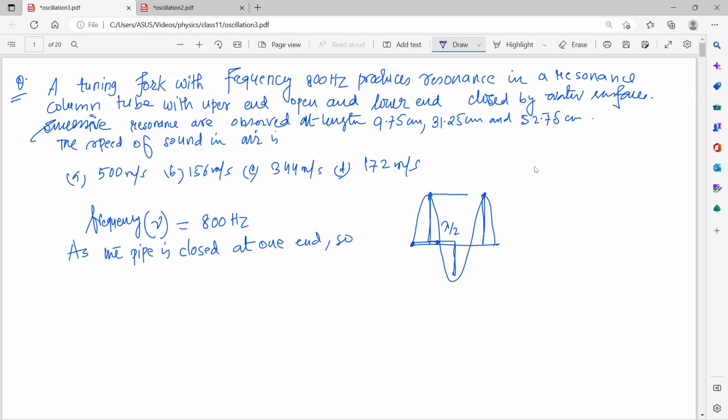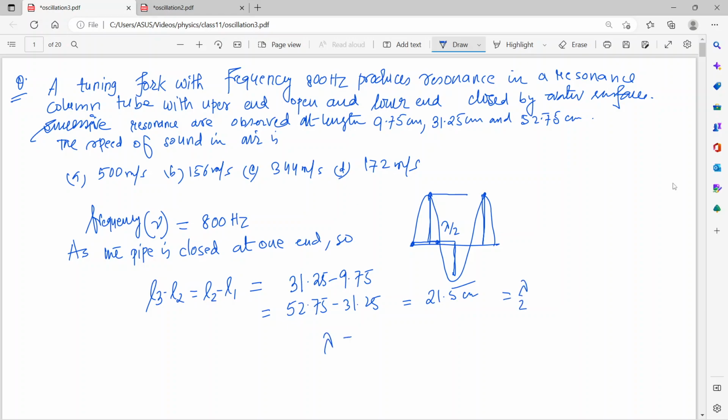So you can say L3 minus L2 or L2 minus L1 is equal to lambda by 2. That means if you subtract 31.25 minus 9.75, or similarly 52.75 minus 31.25, in both cases that will give you 21.5 centimeter, right? And that is equal to lambda by 2. So the lambda that we got is 43.0 centimeter, because 21.5 multiplied by 2.